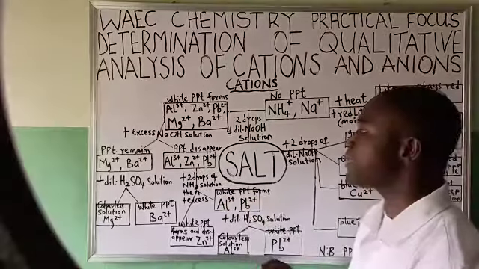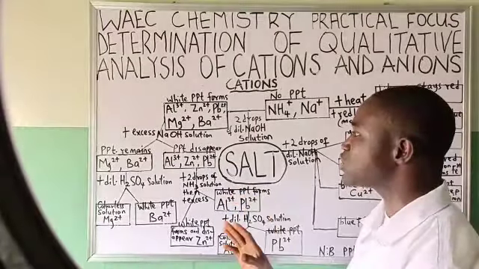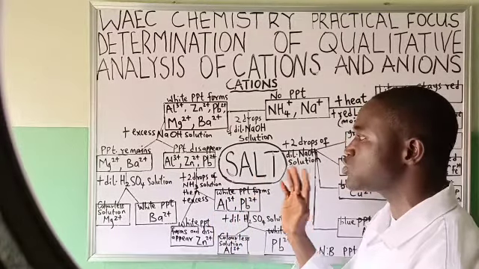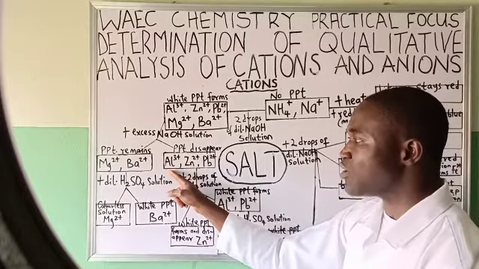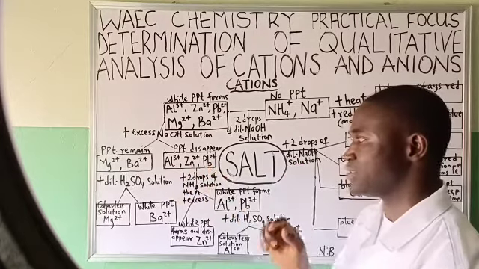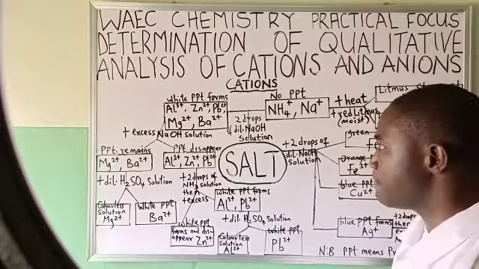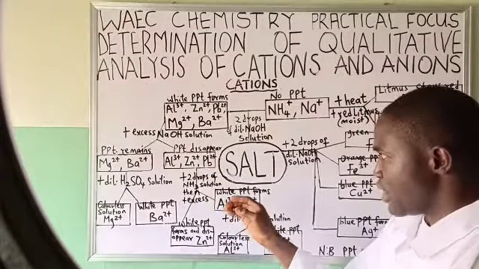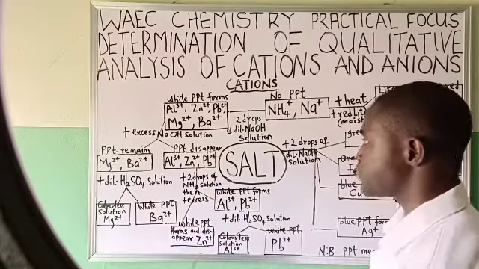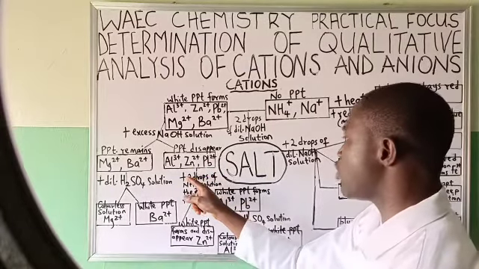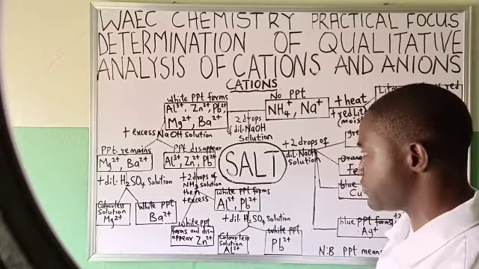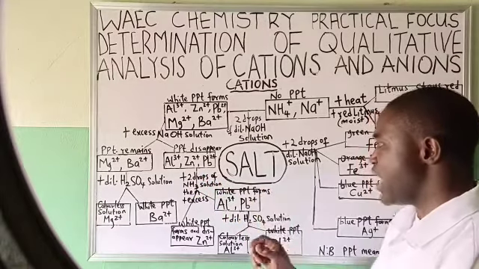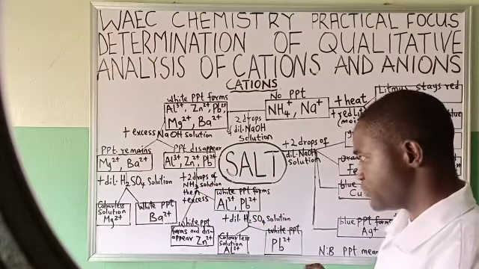A question can come from here: which of the following cations are very soluble in excess sodium hydroxide solution? Look at the answer: aluminium, zinc, and lead. They are very soluble there. Now we want to separate them. We want to know how to determine each of them. Then we said plus 2 drops of ammonia solution. When you add 2 drops of ammonia solution, a white precipitate will be formed.